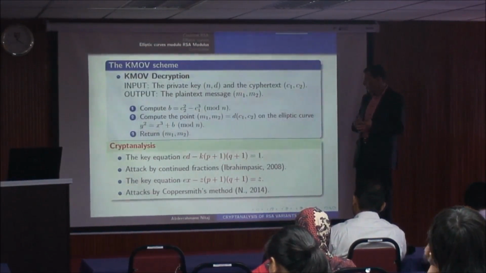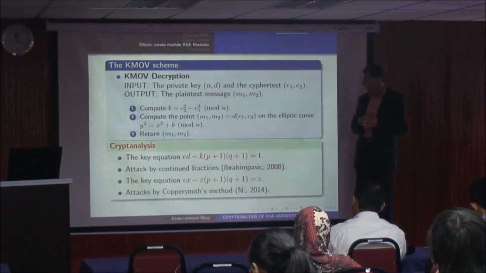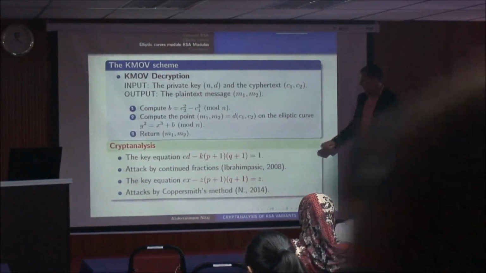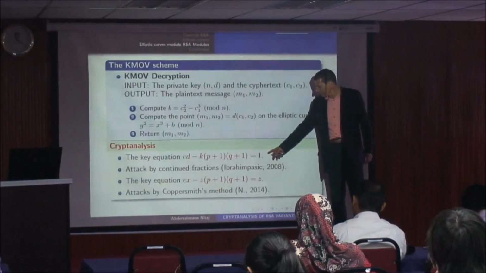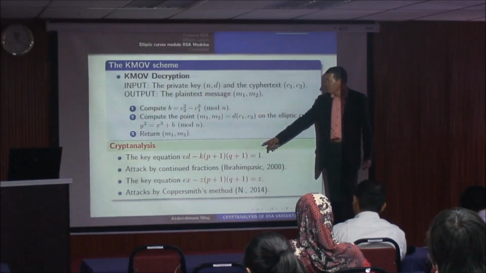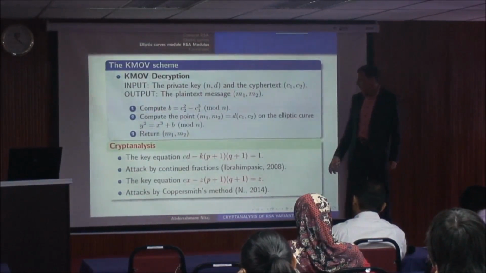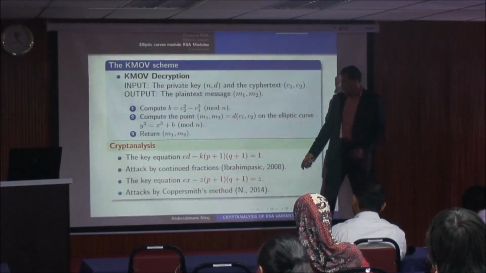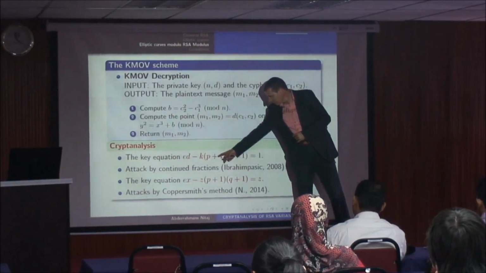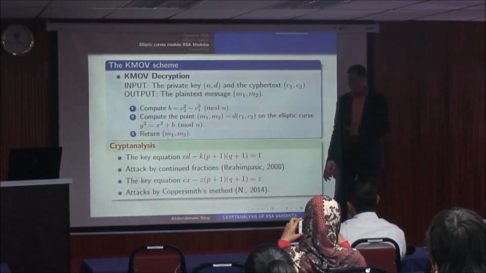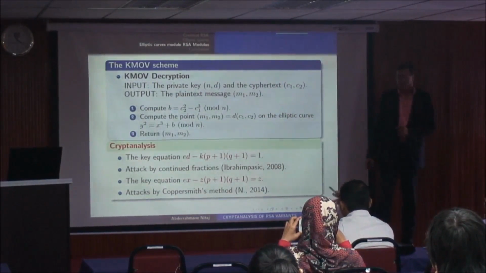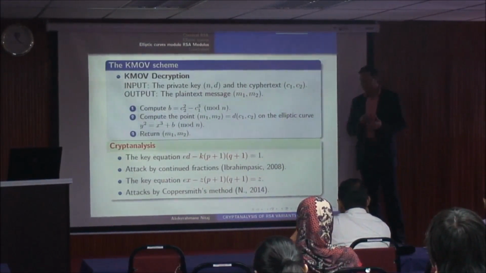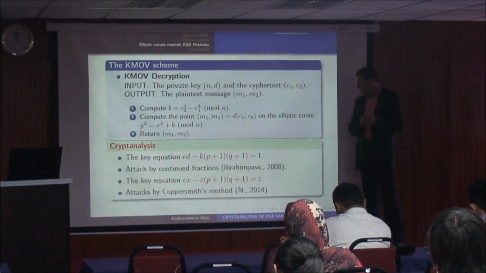So we can see that there is a public equation. This is the public equation of the KMOV scheme. It's similar to the RSA equation, but in RSA the difference is -1 here and -1 here, and we can also apply the same techniques to attack such an equation.